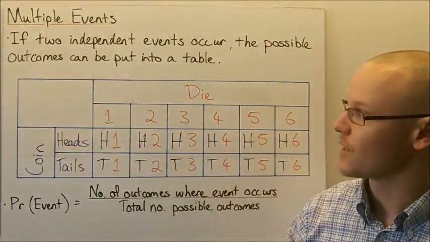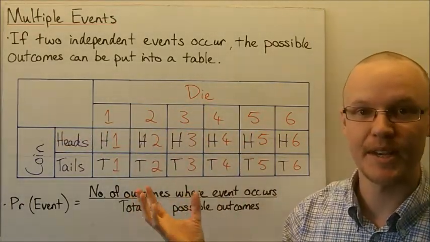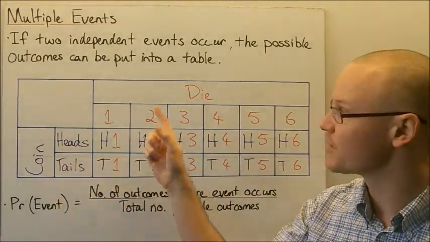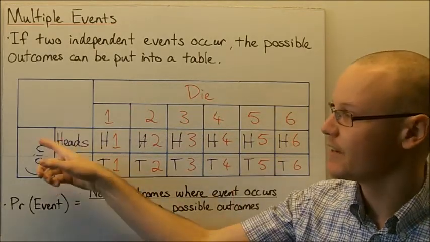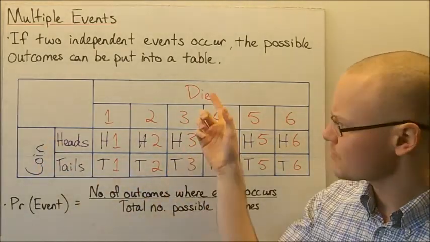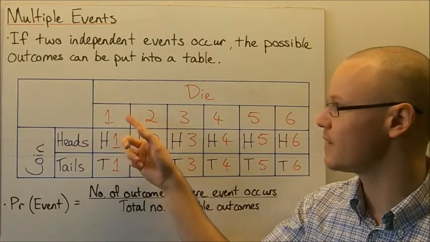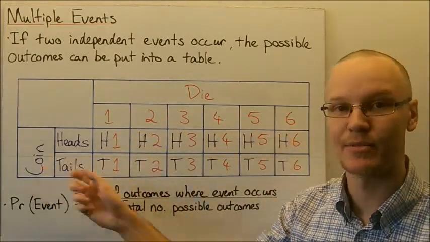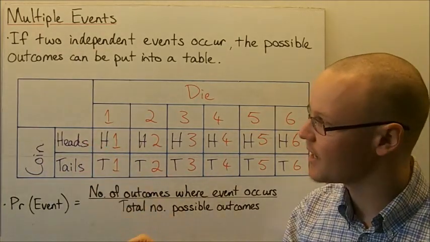So the table can look like this if we're, for example, rolling a die and then flipping a coin. So we have the die as one heading and the coin as the other. The possible outcomes of the die are 1 to 6, and they're each of the different columns, and the possible outcomes for flipping the coin are heads and tails.